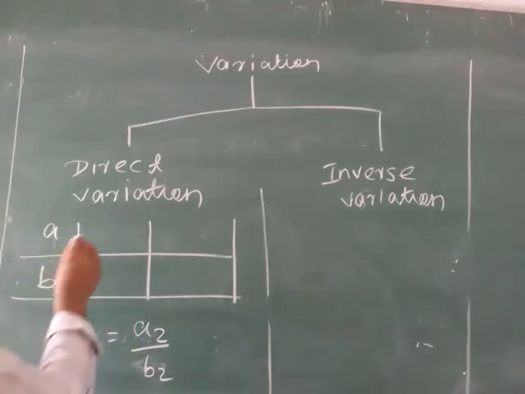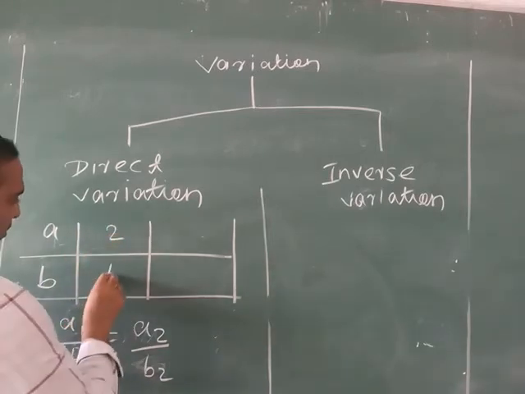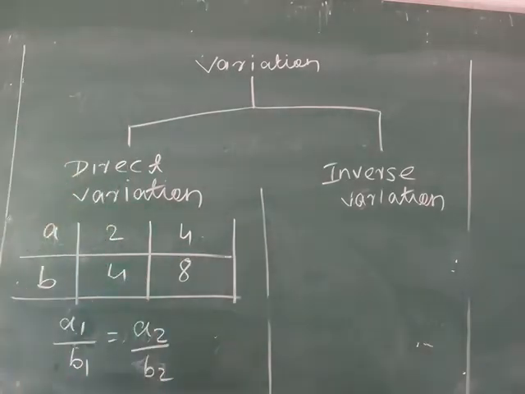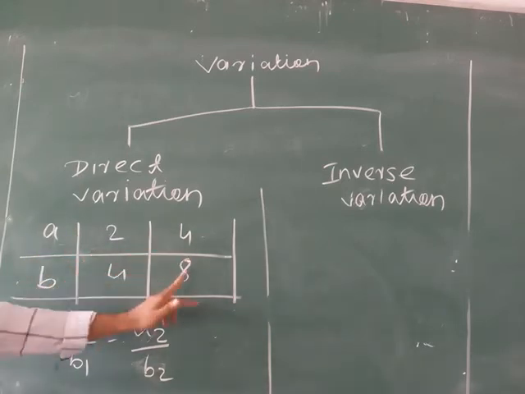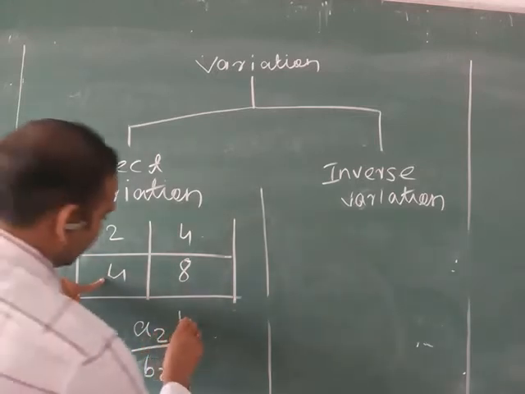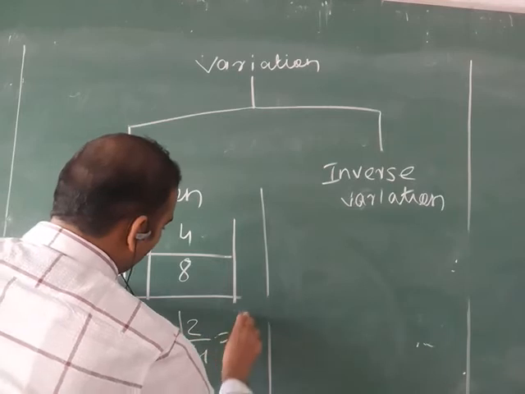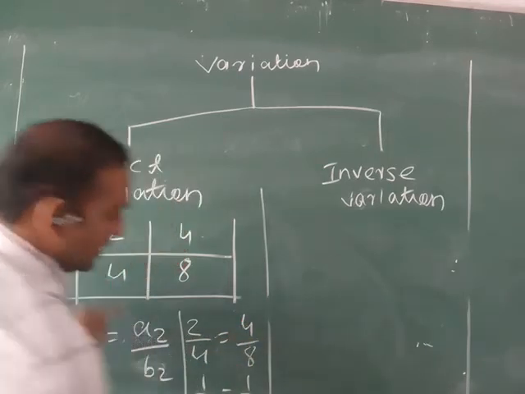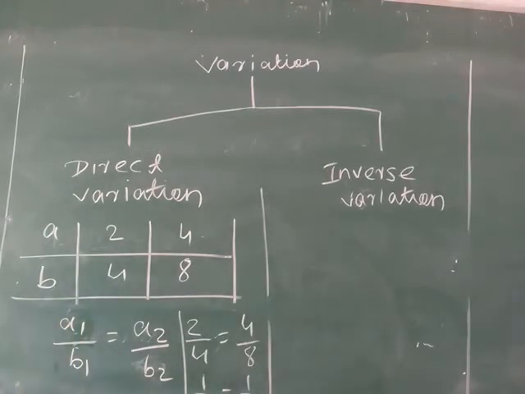Like 2, 4, 4, 8. If two quantities are A1, B1, A2, B2, here the ratios are 2 by 4 equal to 4 by 8, that is 1 by 2 equal to 1 by 2. If the ratios are constant, then this is direct variation.